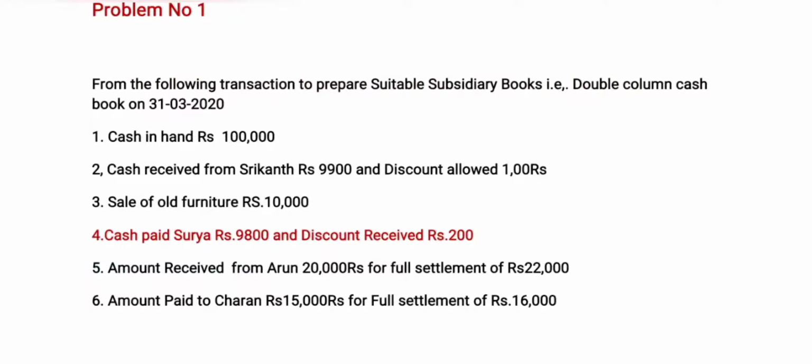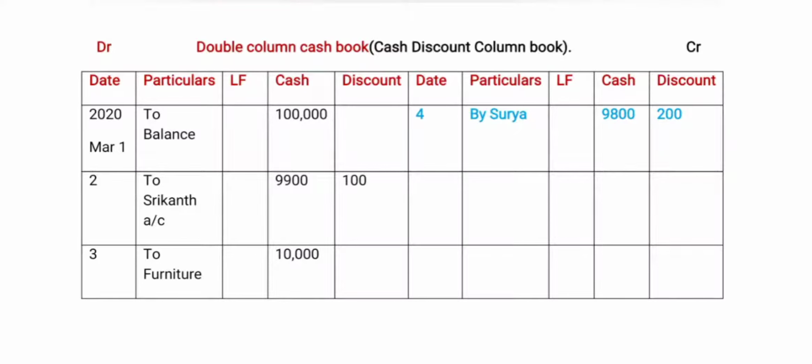4th date, cash paid to Surya 9,800 rupees and discount received 200. Here we are paying the amount to Surya. Here Surya is the receiver, that's why we debit Surya's account and credit the cash account. Cash is credit, and discount is also credit. Now we are going to the credit side of the cash book. Cash book credit side date column, 4th date by Surya's account in cash column 9,800 rupees, then discount column is 200 rupees. This transaction is completed. Now we are going to another transaction.